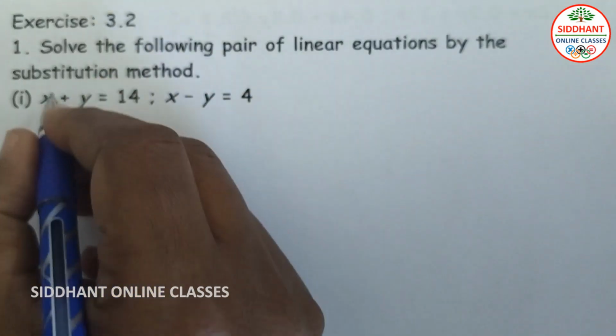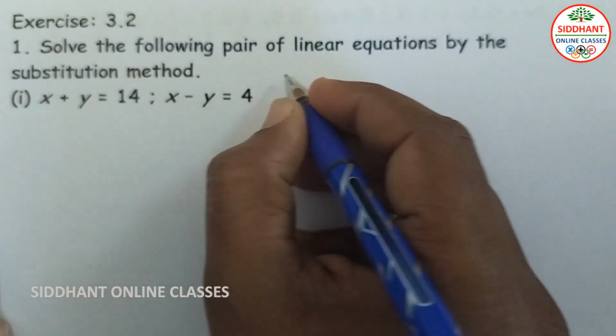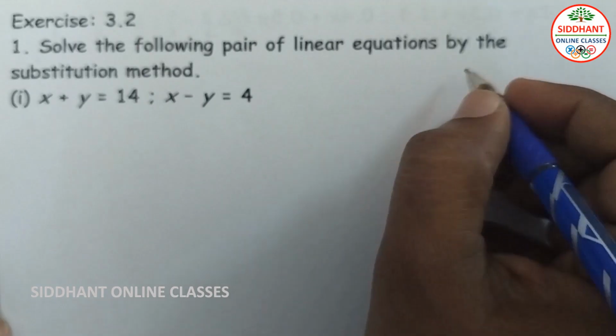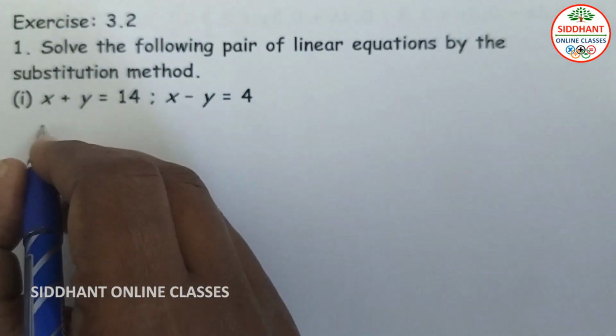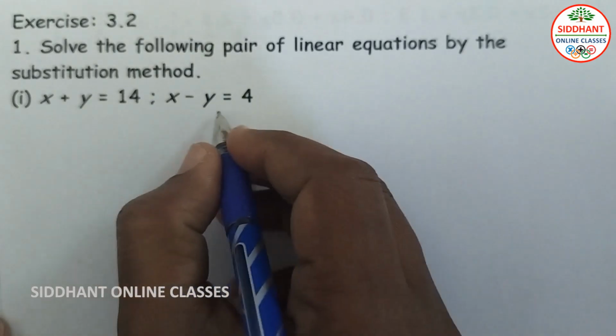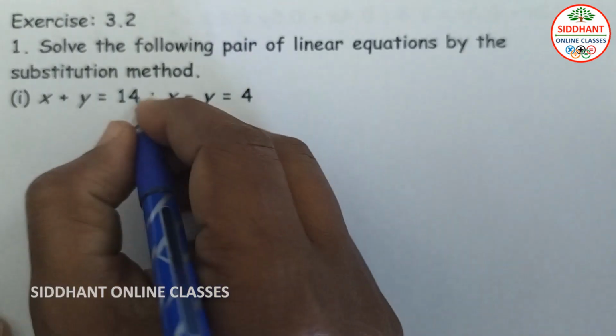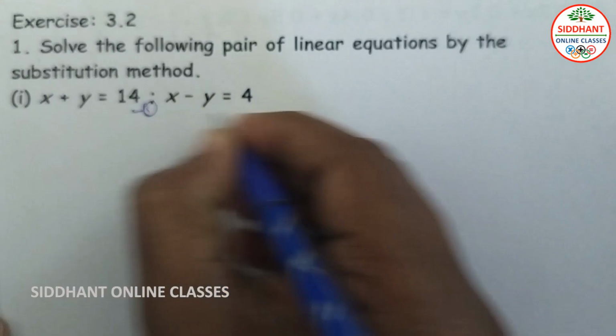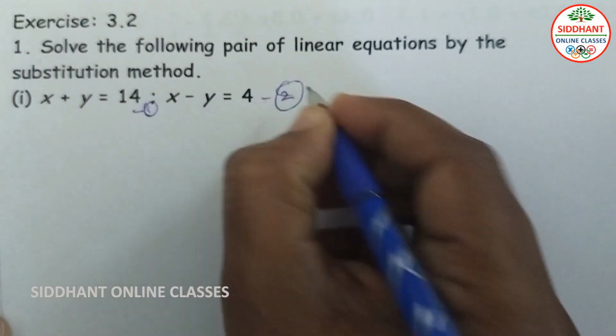Exercise 3.2, question number 1. Solve the following pair of linear equations by the substitution method. First one, x plus y equal to 14. Second, x minus y equal to 4. So this is the first equation and this will be the second equation.